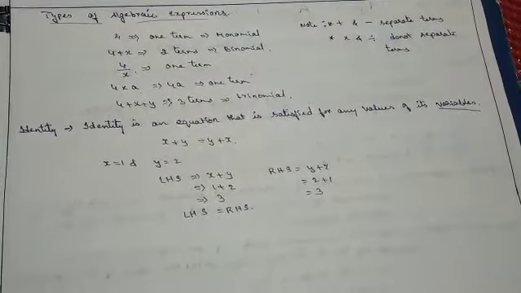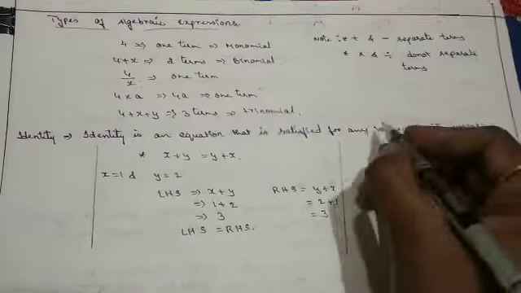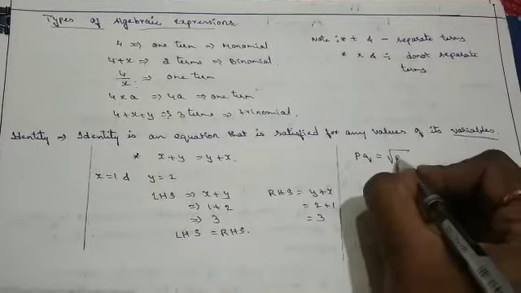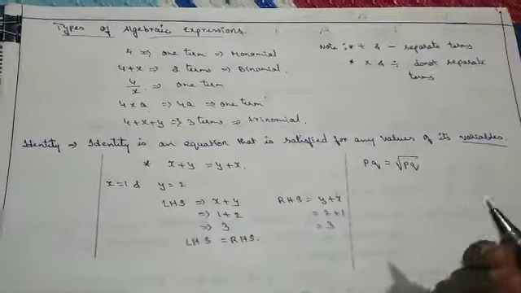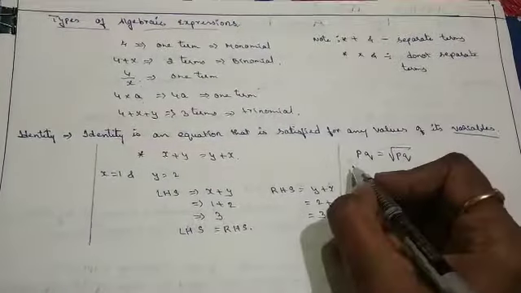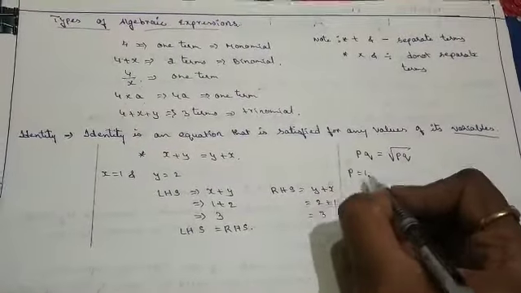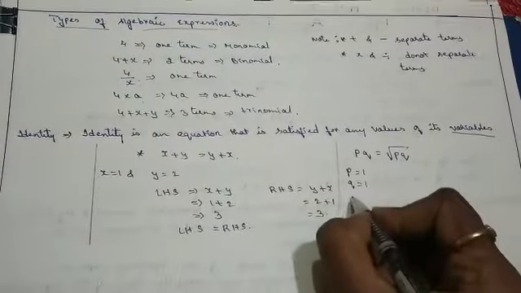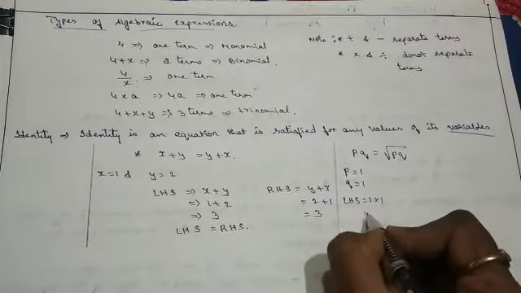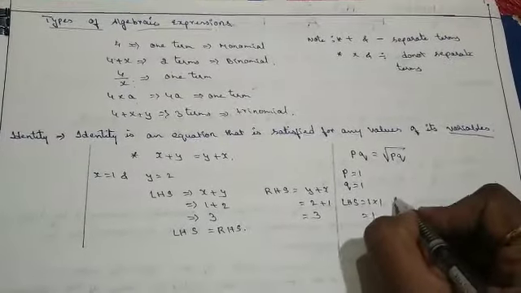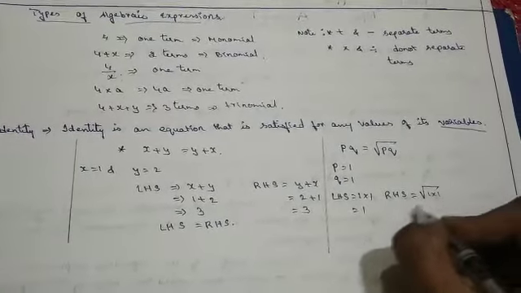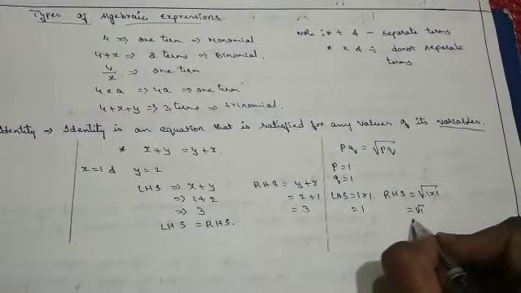Let me give another example, that is PQ is equal to square root of PQ. Let me see whether it is an identity. Can it be said as identity or no? Let me take the value of P equal to 1, Q equal to 1. Then LHS, 1 into 1, equals 1. Then RHS, square root of 1 into 1, which is square root 1, which is 1.